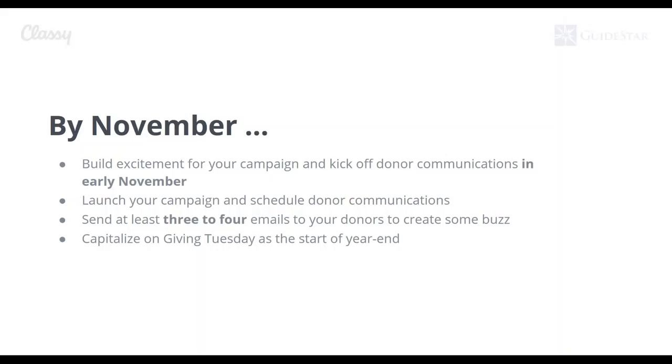Whenever you do launch, make a big splash. Plan to email your supporters more than once in that first week. And if you're launching on Giving Tuesday, plan to send more than one email on that day in particular. A 2 to 3 part email series increases your response rate up to 4 times and almost doubles the average donation size, according to an M&R study.